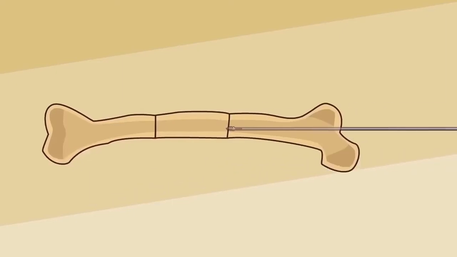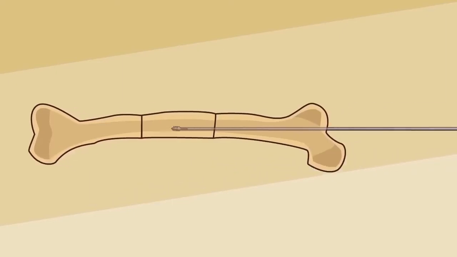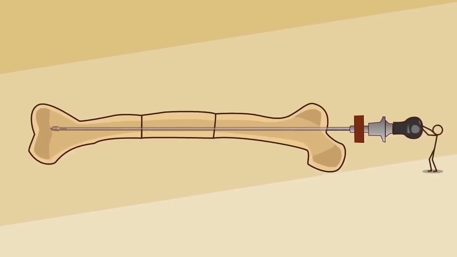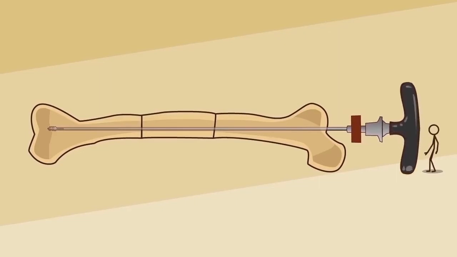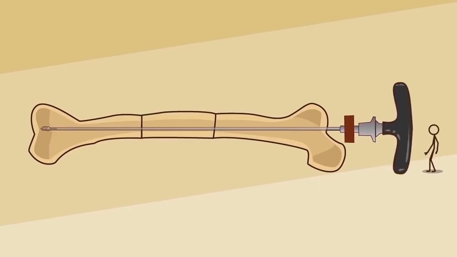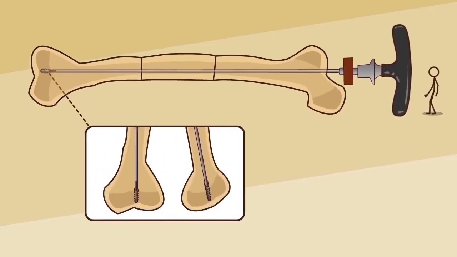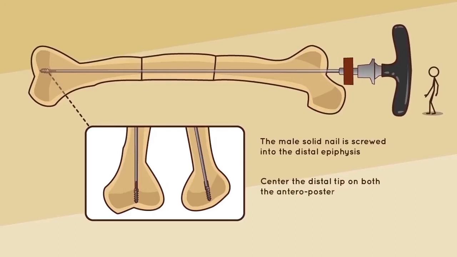Male component insertion. The male solid nail is pushed distally after reduction of the osteotomy and screwed into the distal epiphysis. Verify under fluoroscope that the distal thread is positioned beyond the growth plate, otherwise normal growth may be affected. Optimal position of the male solid nail on the distal femoral epiphysis is achieved by centering the distal tip on both the anteroposterior and the lateral views.